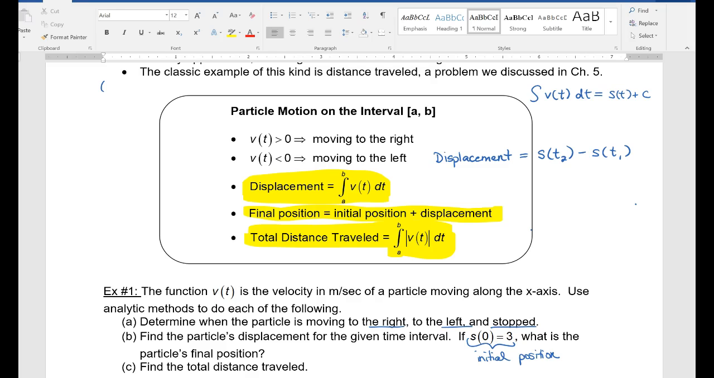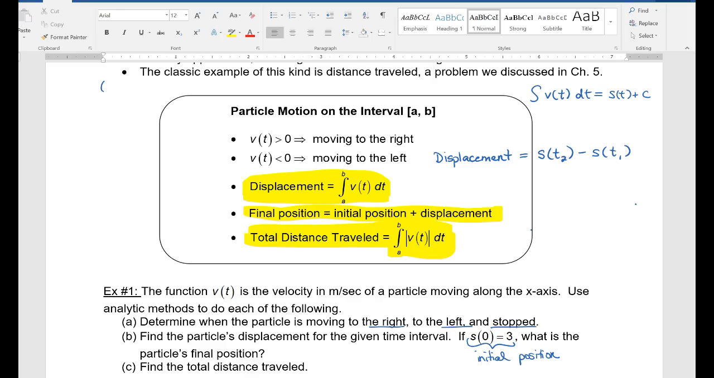Okay, and then particle displacement. Well, if you have position, how do you find displacement? If you have position, it's the end position minus the initial position, right? Okay. So if you have velocity, you don't know what the position function is, so you apply the integral to the velocity function, right? And then you get basically your position at the end minus position at the beginning.